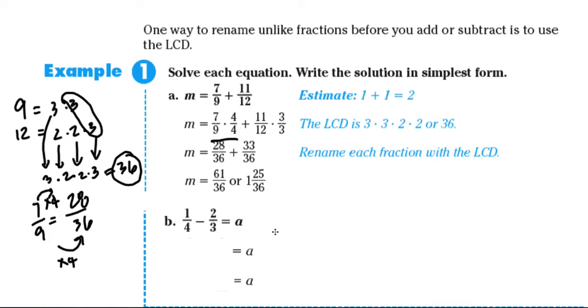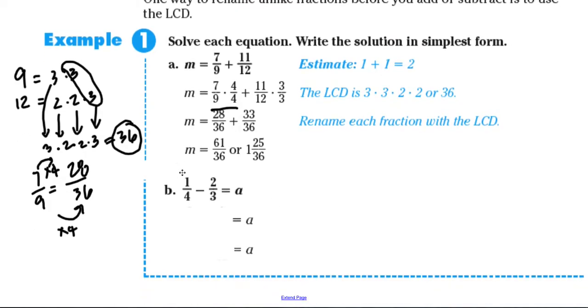Let's take a look at letter B. 1/4 minus 2/3 equals a. We want to find the LCD of 1/4 and 2/3, or we want to find the LCM of 4 and 3. Remember that if you have two numbers whose GCF is 1, their LCM will be the product of their numbers. Again, if you have two numbers whose GCF is 1, the LCM will be the product of their numbers.